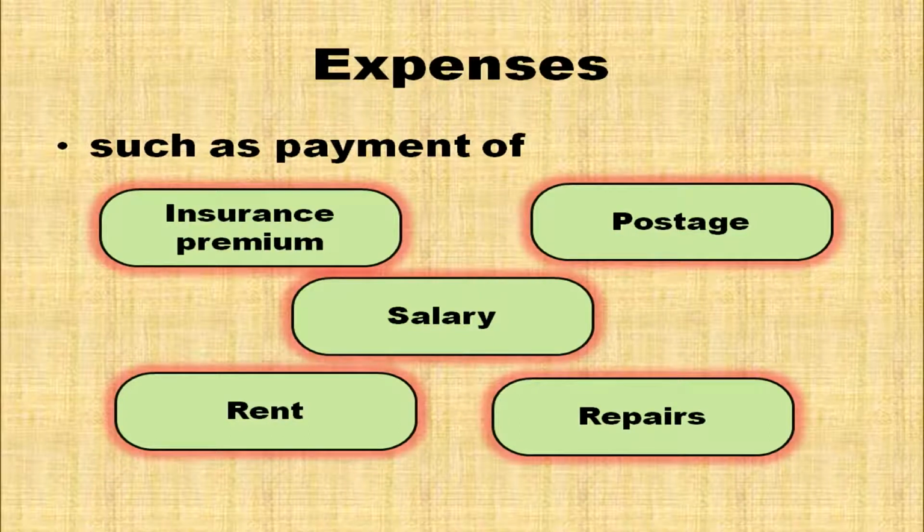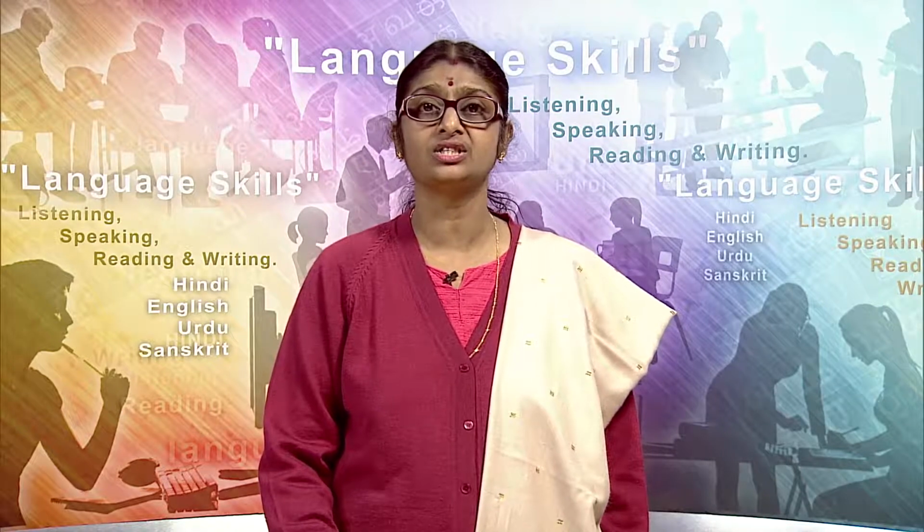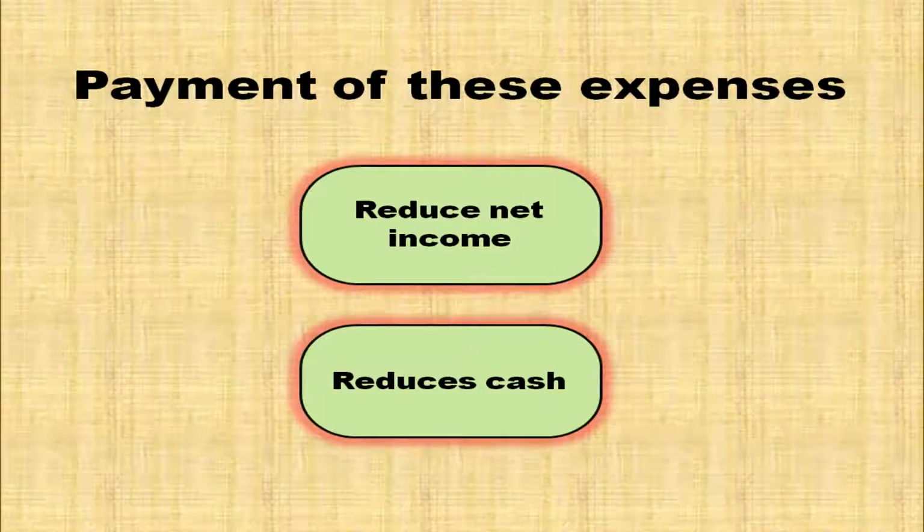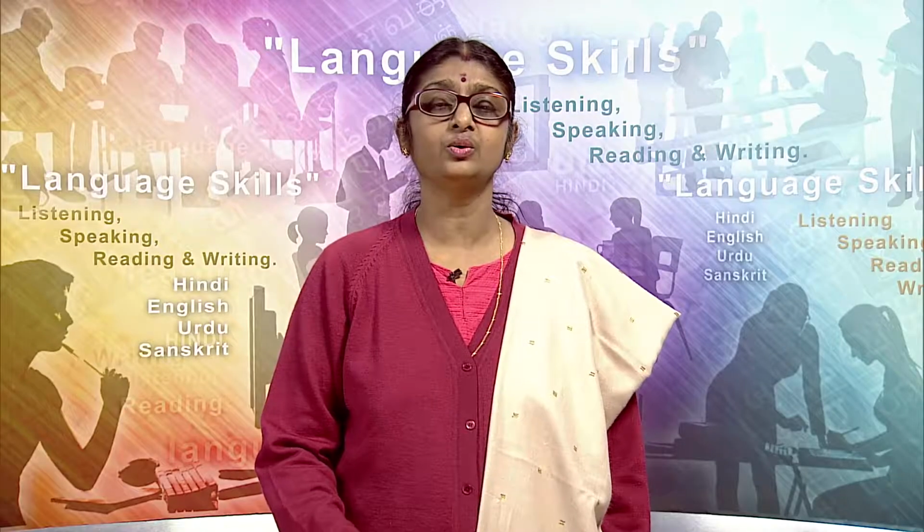A business concern has to meet some expenses in its normal course of operation. Which are the expenses? Expenses like insurance premium, postage, salary, rent, repairs, etc. Payment of these expenses will reduce net income. That is, it will reduce the cash. Expenses will reduce the cash balance. As expenses are reducing the cash balance, it is deducted from the capital also.